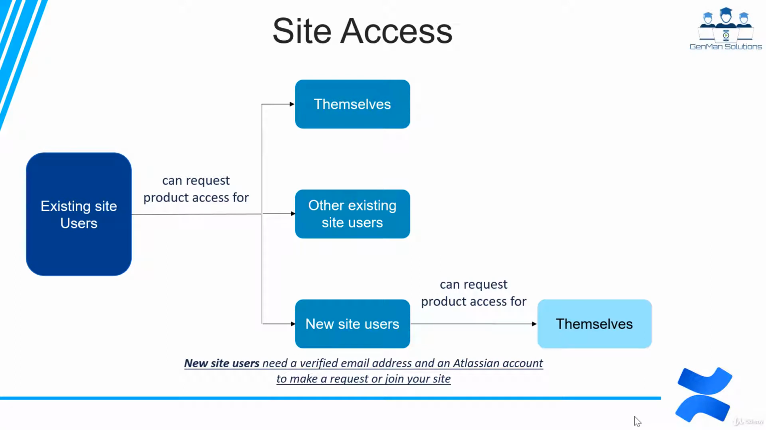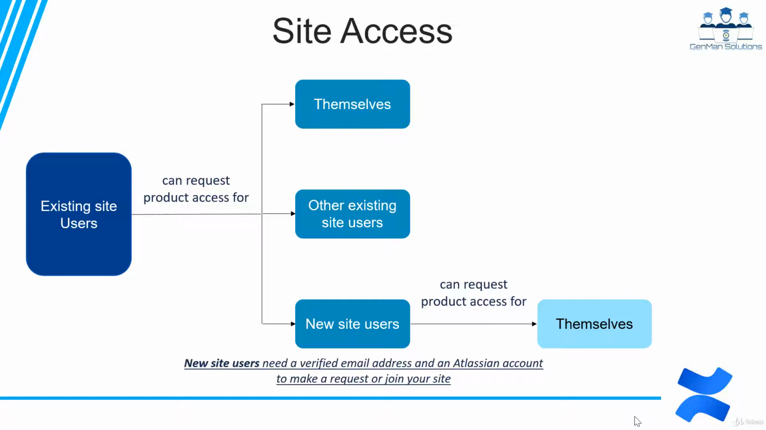There are two ways in which an access request can be raised for a user. It can be raised either by the existing site user or it can be raised directly by the new site user. Existing site users under site access can request product access for themselves as well as for other existing site users and new site users as well. Similarly, new site users can also directly request product access for themselves. While existing site users already have a verified email address and Confluence account, new site users need a verified email address and an Atlassian account to make a request or join your site.